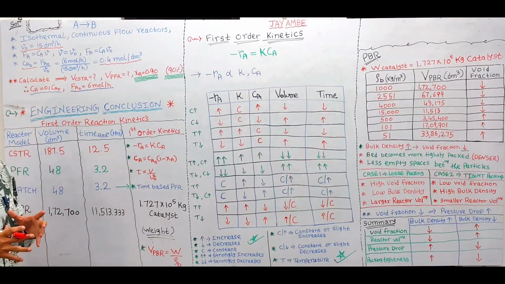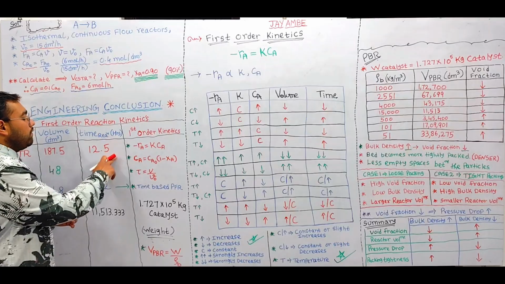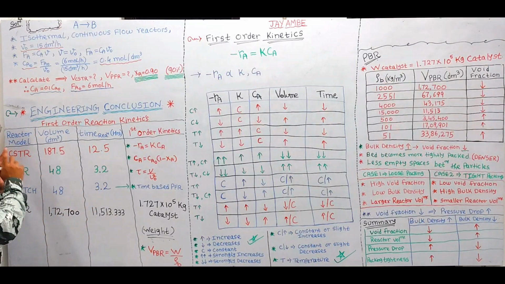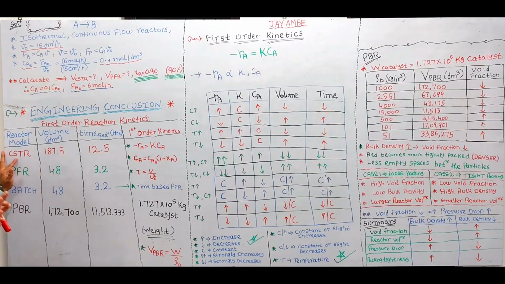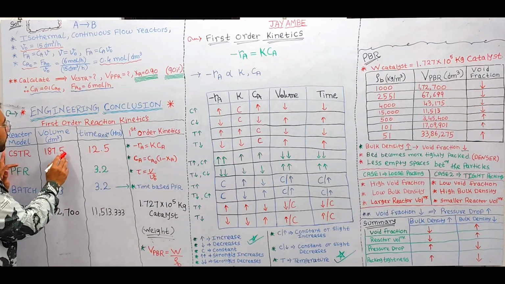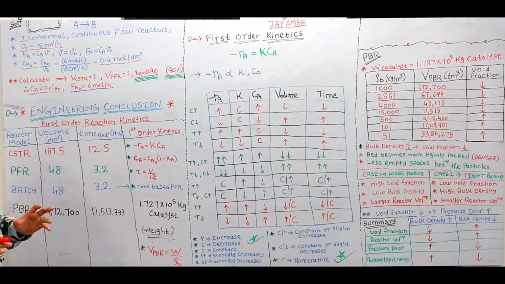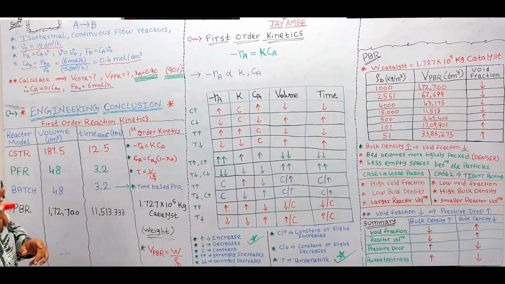We have calculated the reaction time, which comes out to be 12.5 hours, which means if we select the reactor model as CSTR, then in order to achieve the 90% conversion, we required 187.5 cubic decimeter volume of the CSTR and 12.5 hours of space time, reaction time, in order to achieve the 90% conversion, right? I hope you understood.